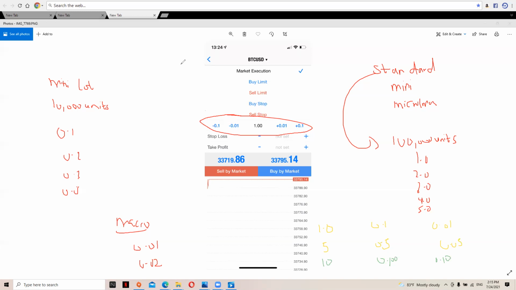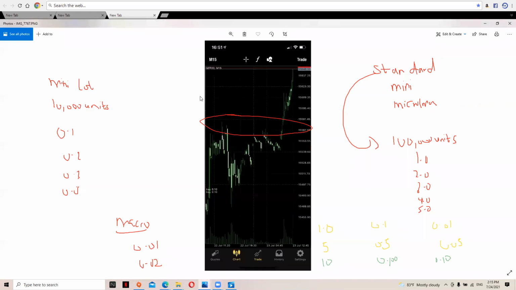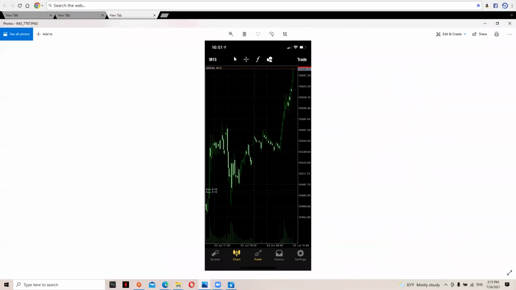Let's look at this example. This is a big lot size that I was using, 0.10. Now, on a standard lot size, what would that be? Tell me, what would that be? On a standard lot size, this would have been a 10 lot size.